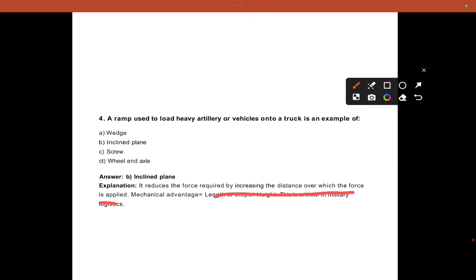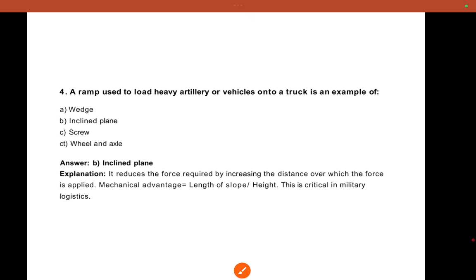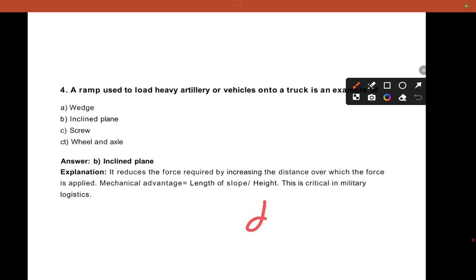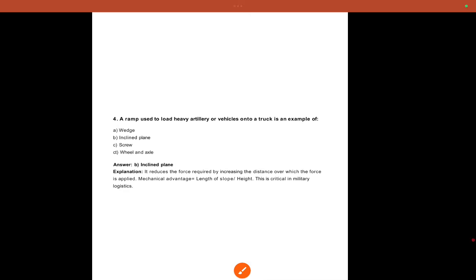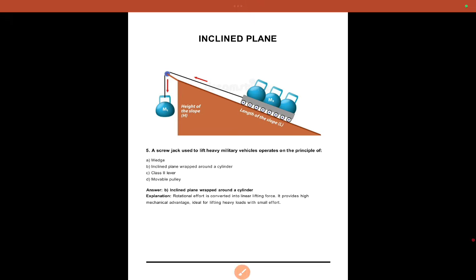Mechanical advantage is equal to length of the slope by height. That is about the mechanical advantage. Here, the ramp used to load heavy artillery or vehicles onto a truck is an example of an inclined plane. Question number 5, don't worry, I will complete. See, you can see here, this is about the inclined plane.